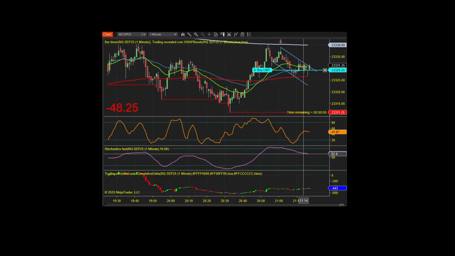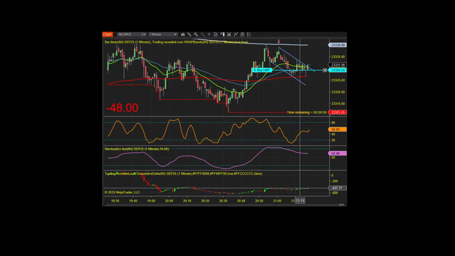I don't like this 1060 stochastic just kind of angling down. Buyers are here, but they're really not moving the market much. And it is 9:20, so this is going to be the last one.